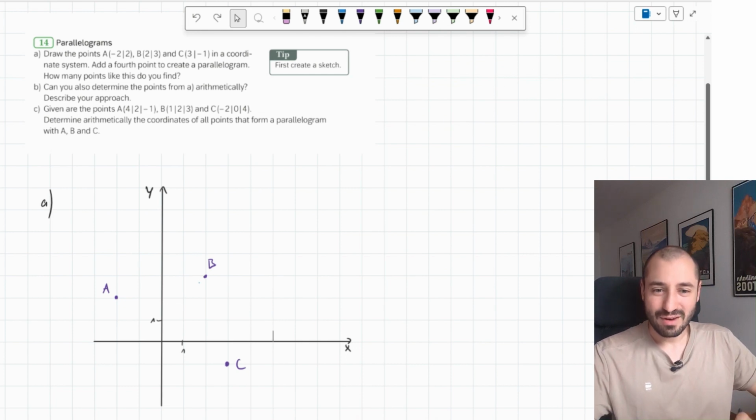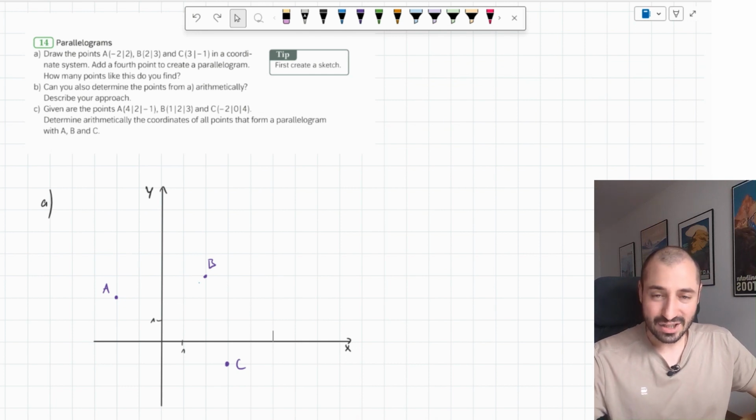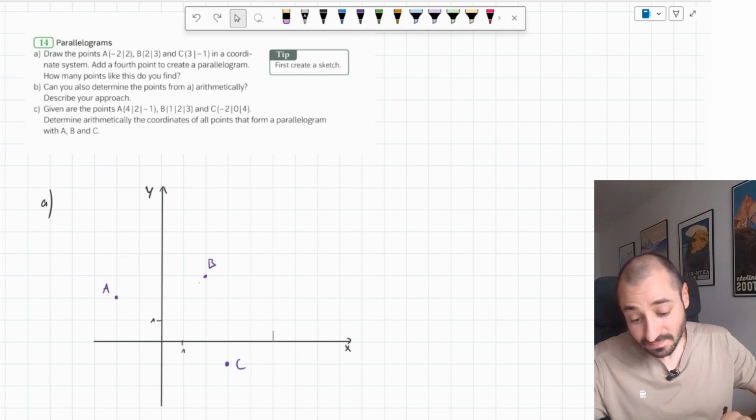Here we are looking at a very common problem in analytic geometry. In this type of problem, we are given some points of a geometric shape, and some points of the geometric shape are missing. And our job is to figure out the coordinates of the missing point. Now, this type of problem can easily be solved with your knowledge of vectors. So let's have a look at it.